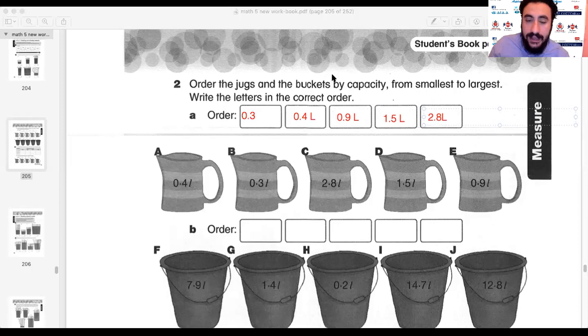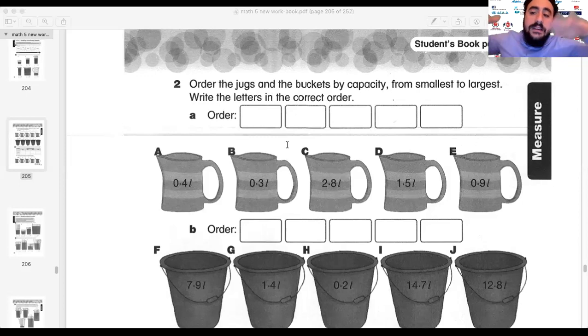Okay, that's it, guys. To order them if they are in the same unit, just order them as you would order decimal numbers, and we talked about how to order decimal numbers before. If they are different units, if there is liter and milliliter, all you need to do is convert them to be in the same unit. For example, if you want to convert all of them to milliliter, take the liter and multiply by 1,000. If you want to do the opposite, take the milliliter and divide it by 1,000.